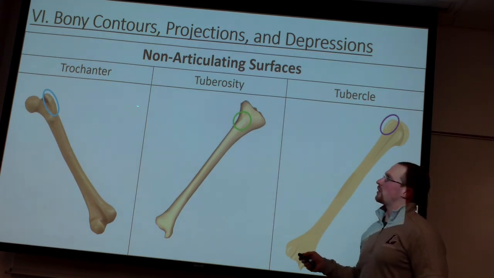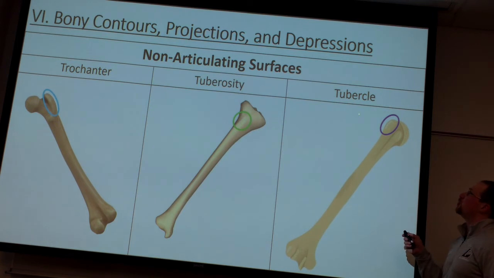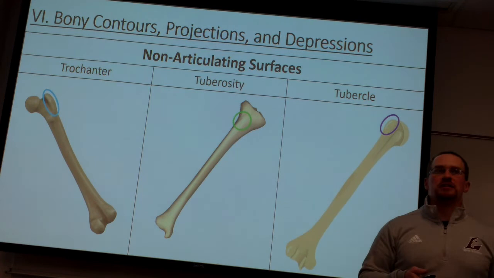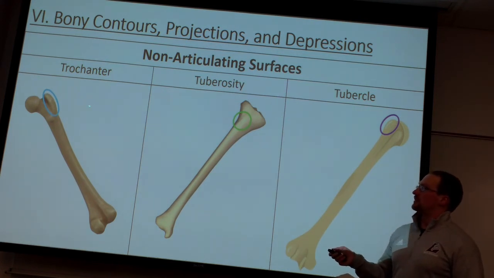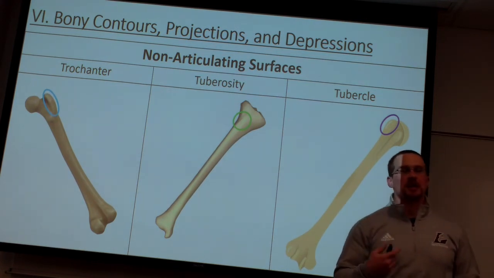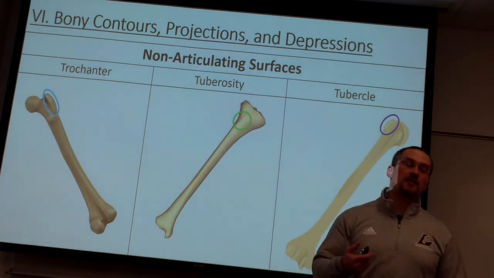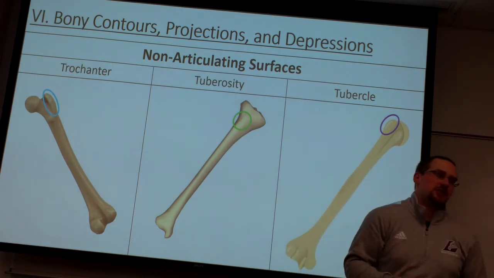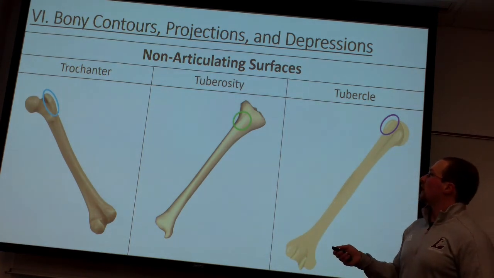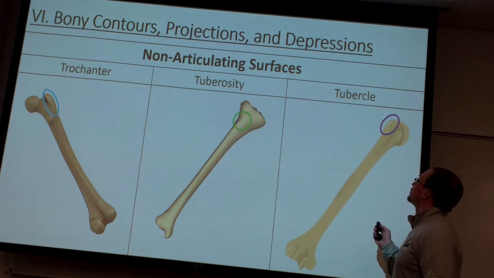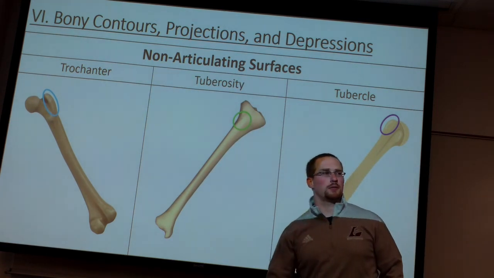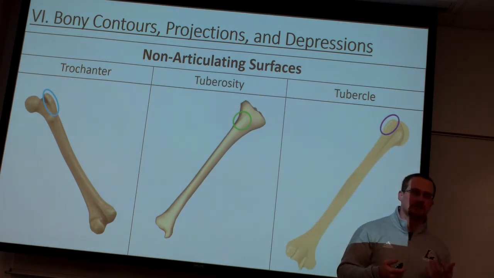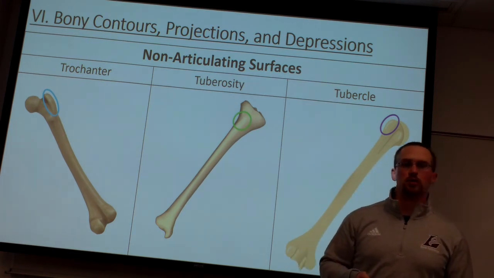To finish up the non-articulating surfaces, we've got trochanters, tuberosities, and tubercles. Three T's. I'm not going to ask you to know the differences between these three definitions, because essentially they're all the same. They're elevated surfaces. One of the big differences is that they're different sizes. Trochanters are really big. Tubercles are kind of big. Tuberosities are a little bit small. But again, I won't ask you to know the difference. Just know it's a raised surface, a projection off of the bone.